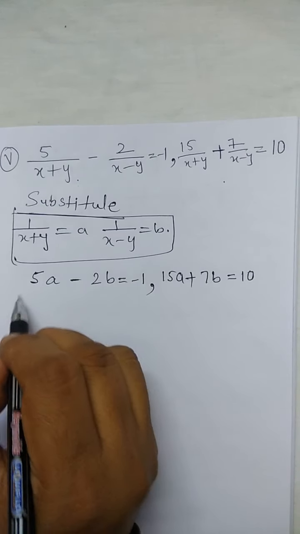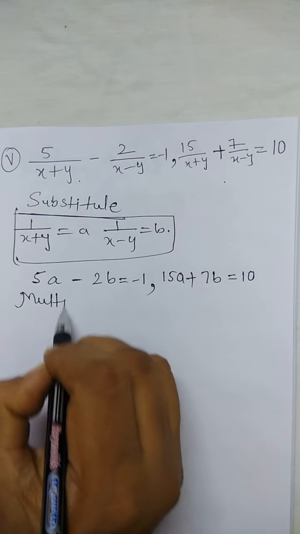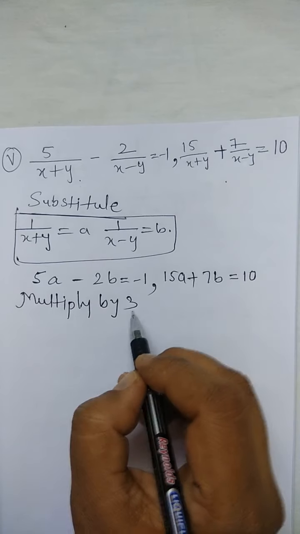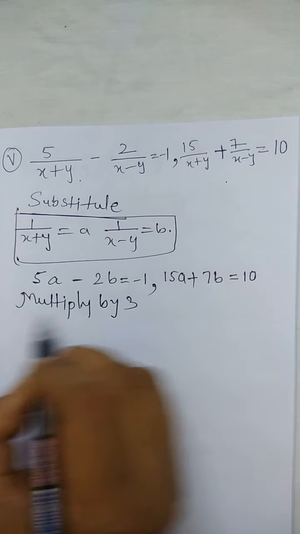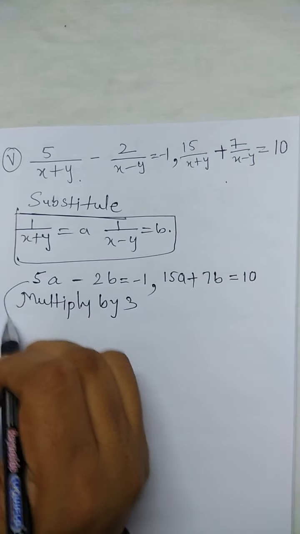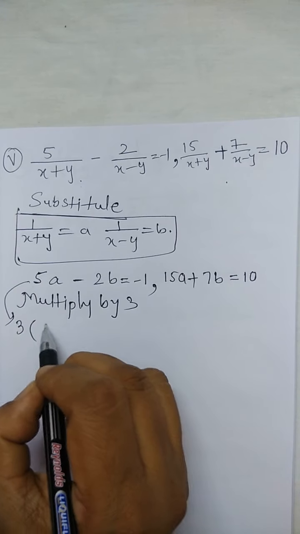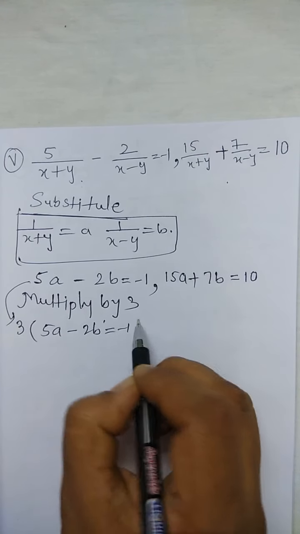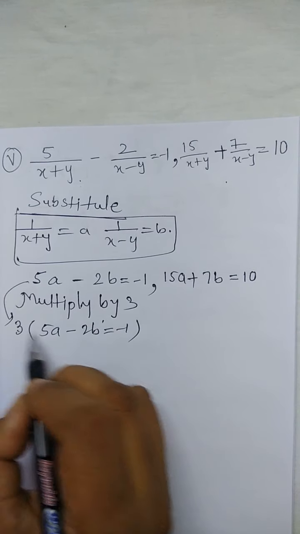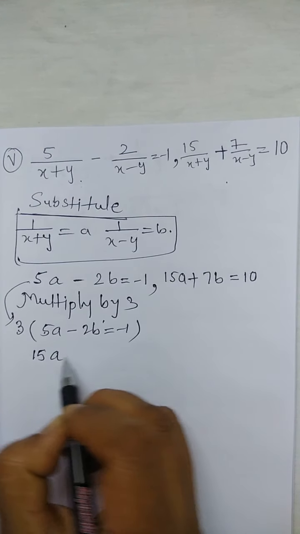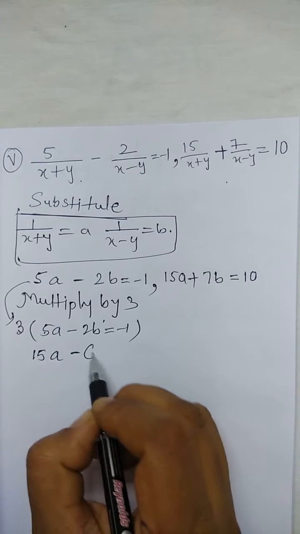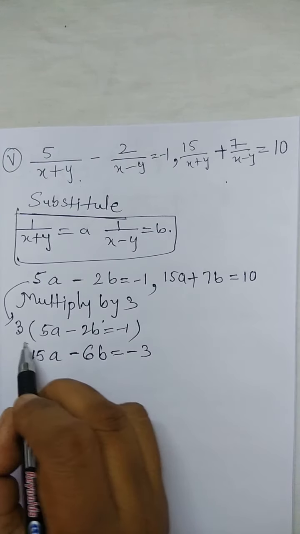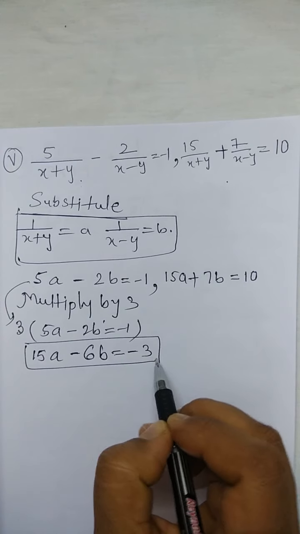Multiply by 3. First this one. So let us multiply. 5a minus 2b equals minus 1. 3 5s are 15a minus 3 2s are 6b is equal to 3 1s are 3. Okay, let us mark it as first equation.